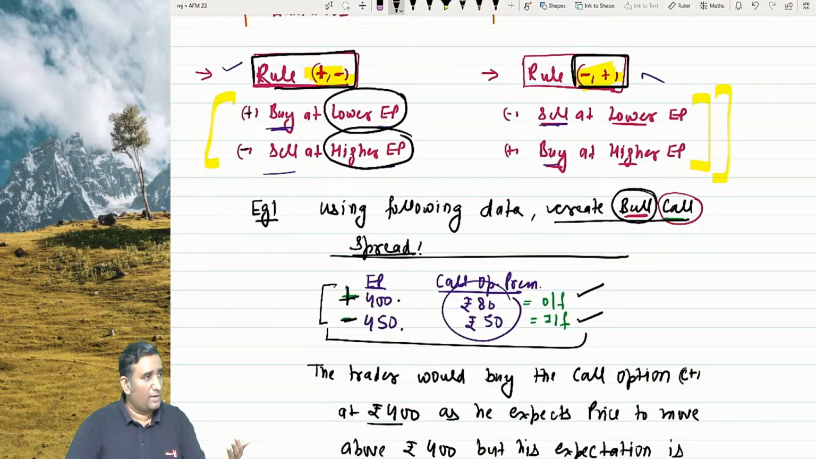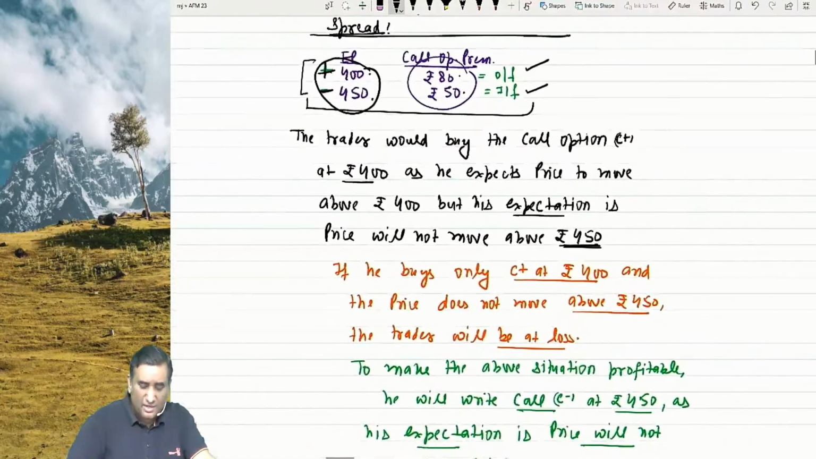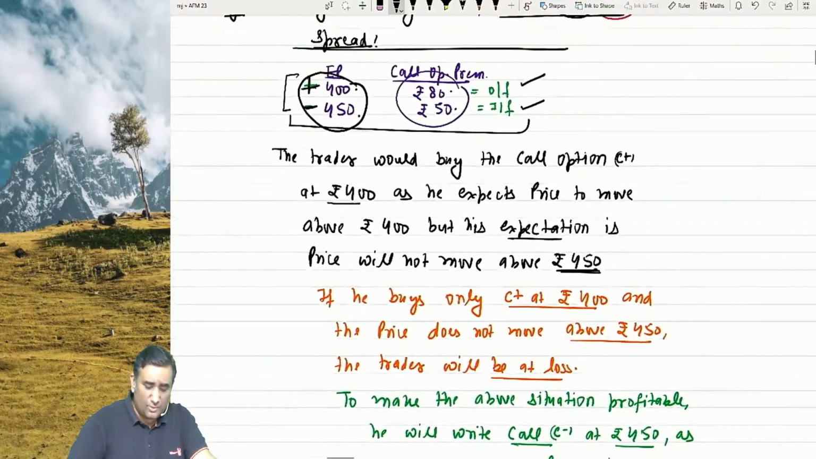If I try to solve my answer from an exam perspective, my initial outflow would be how much? 80 outflow, 50 inflow. What is my premium? 30. Maximum loss will be 30 no matter what happens. My maximum gain would be the difference of these two minus 30. How much? 20 no matter what happens. Although I write the logic in the class, in the exam you don't have to write it.